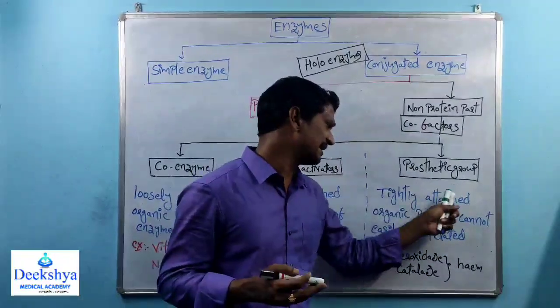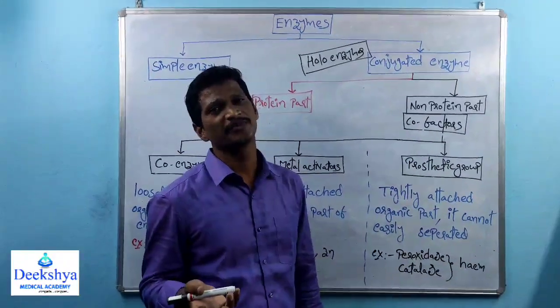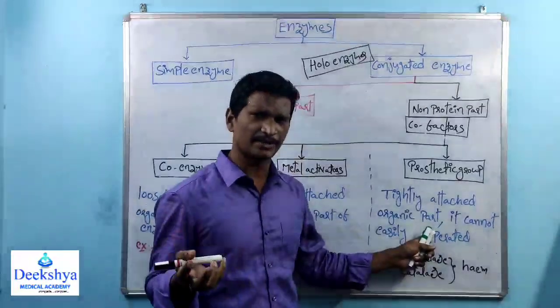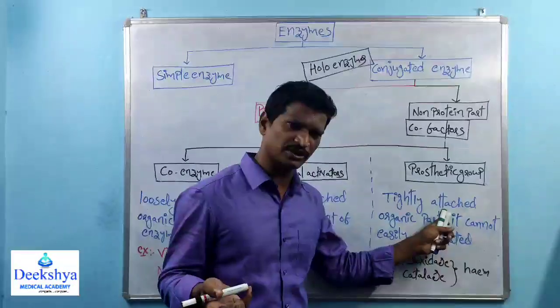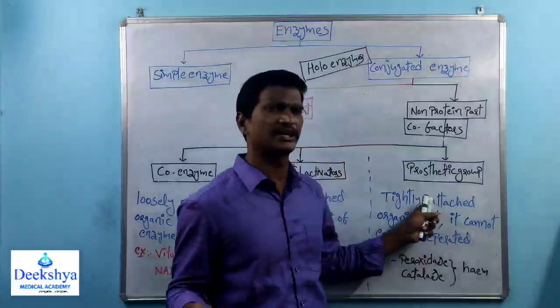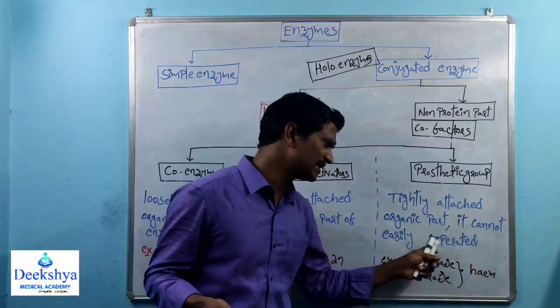A tightly attached organic part cannot be easily separated from the protein part of the enzyme. So these are tightly attached. The interaction is a permanent interaction, whereas the earlier one is a temporary interaction. So a tightly attached organic part cannot be easily separated.